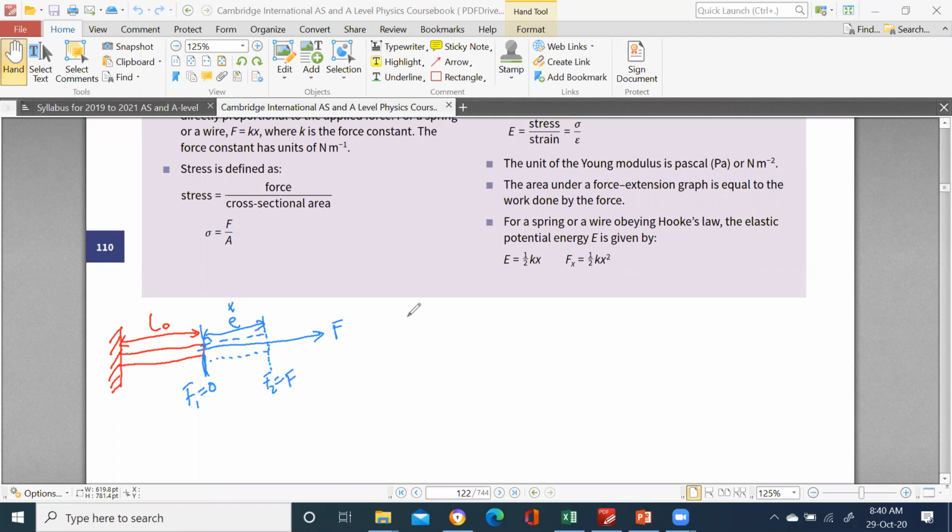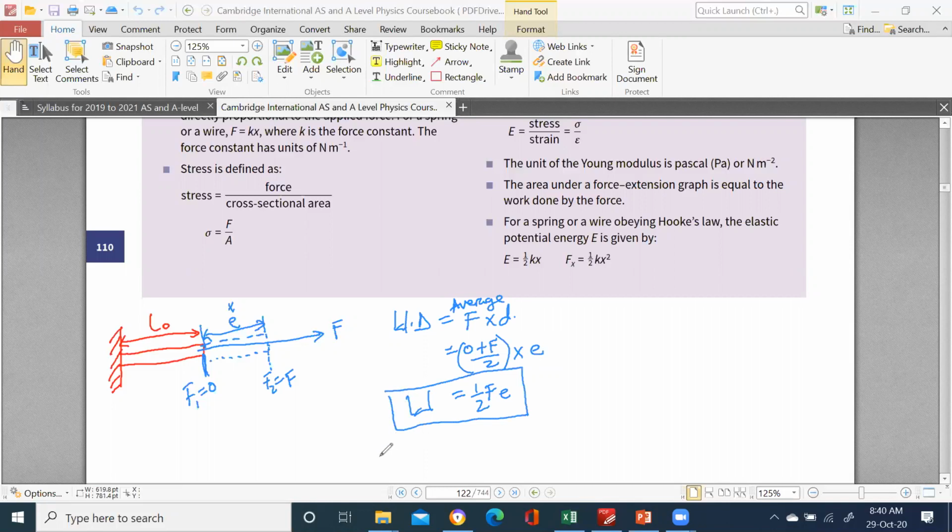And from the definition, work done is equal to the force times the distance. In this case, we will be looking at the average force times the distance moved in the direction of the force. This is the same as (0 + F) over 2, times our distance, which is the extension E. So this will give us a half F times E. That is the work done in a stretched elastic material.